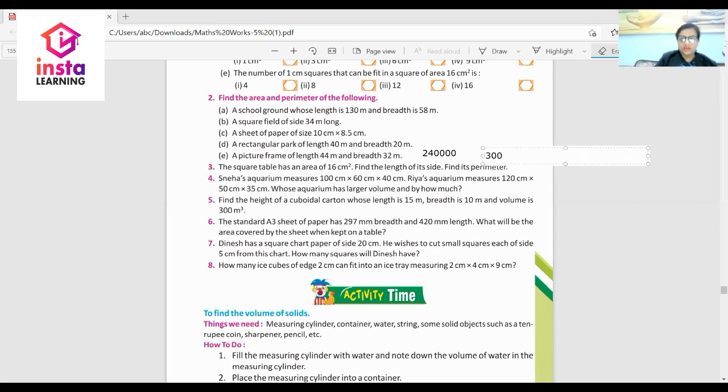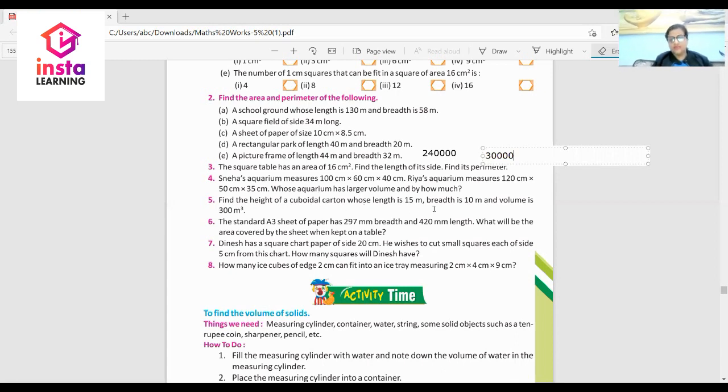So which is bigger? Sneha's aquarium is bigger because it is 2,40,000. And how much bigger is it? 2,10,000 bigger. Okay.